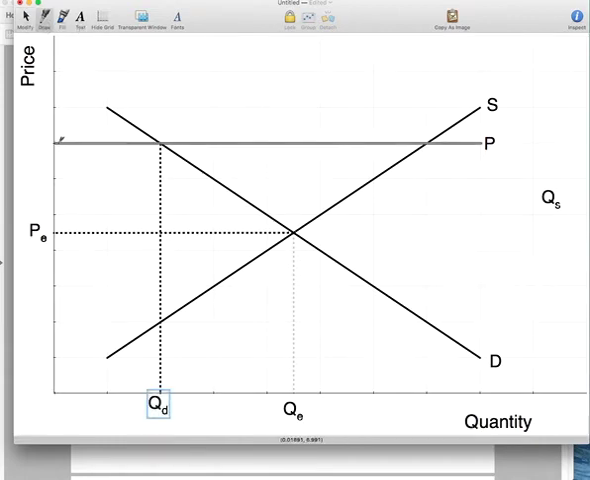Again, if I follow the price, after I hit the demand curve, I keep going till I hit the supply curve. That tells me what the quantity supplied is. So I can bring in QS, and now we have a surplus because the quantity supplied is greater than the quantity demanded. So the value of the surplus is QS minus QD.